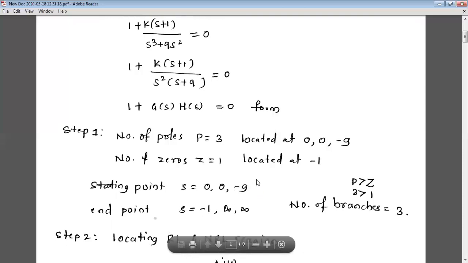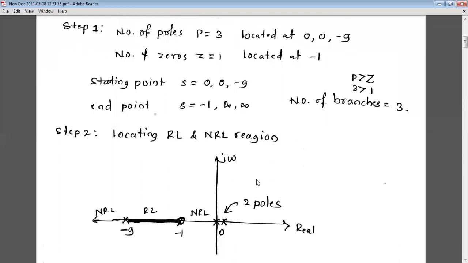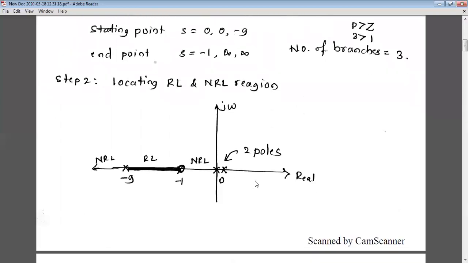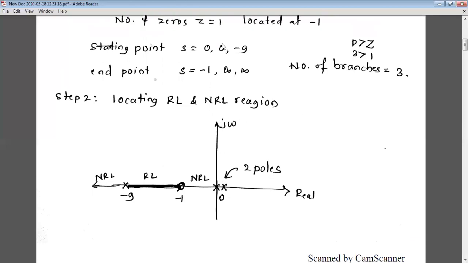Now step 2: locating the RL and NRL regions. How to find the RL and NRL regions? Draw the graph with the real axis and the imaginary axis, that is the j omega axis. We know two poles are located at the origin, which I am showing with cross marks at 0. One more pole is located at -9 roughly. One zero is located at -1, which I have shown with a circle, right? So this is -1.